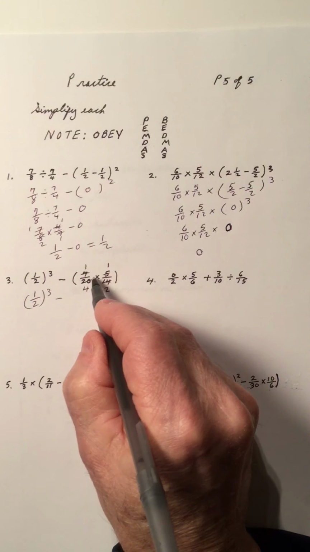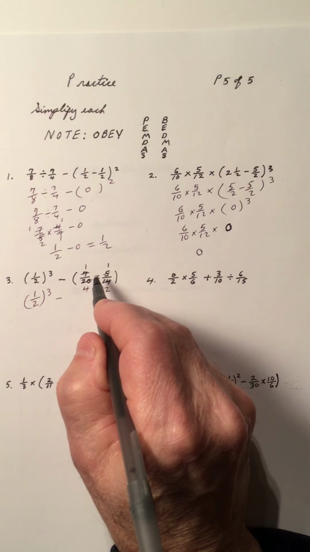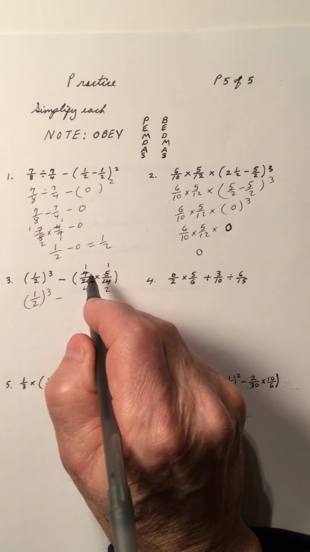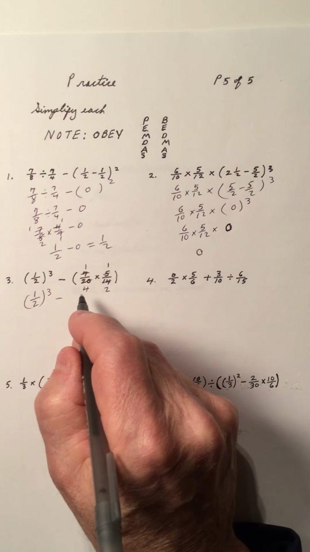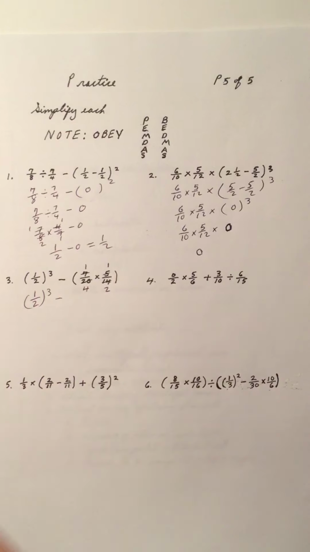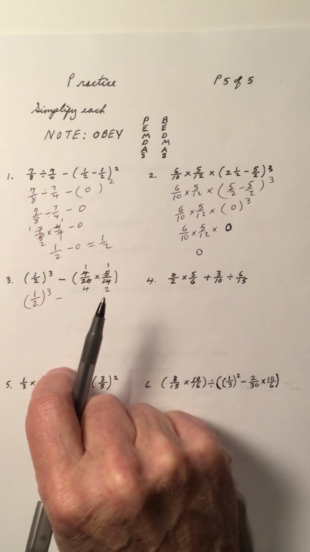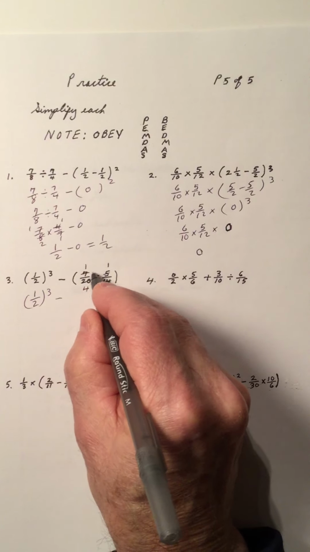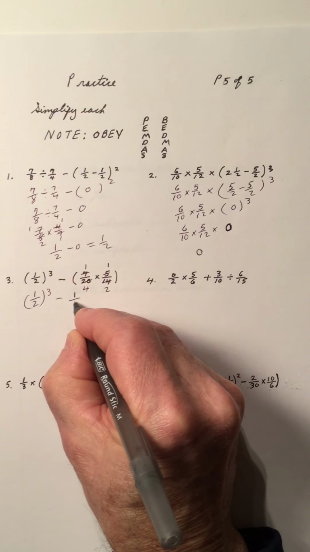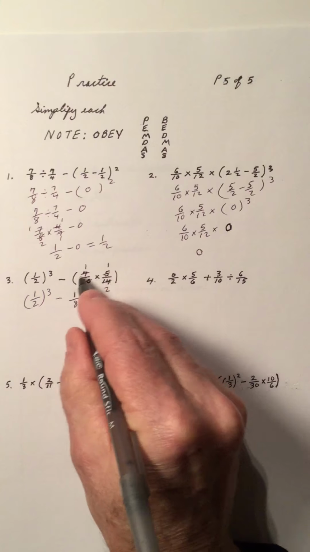Remember, when you're multiplying fractions, you can cancel anywhere from top to bottom, anywhere from numerator to any denominator, if you're multiplying, not dividing, not adding, not subtracting, only if you're multiplying. 1 times 1 is 1, 4 times 2 is 8. So that bracket is done.